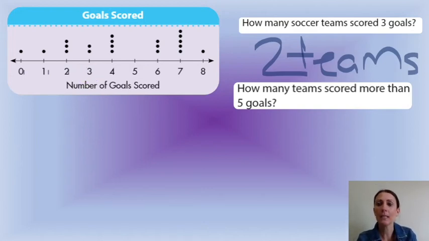It says, how many teams scored more than 5 goals? That means we have to look at that. What does that more than 5 goals mean? Right, that means that they scored 6 goals, 7 goals, or 8 goals, because our line plot, our number line, only goes up to 8. So pause the video, take a look at the line plot, write on a separate sheet of paper how many teams scored more than 5 goals.